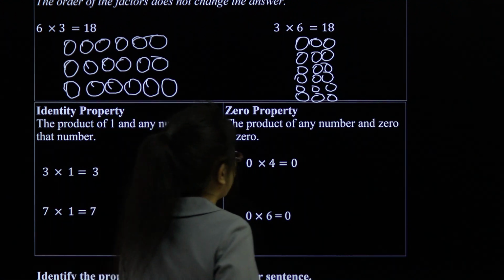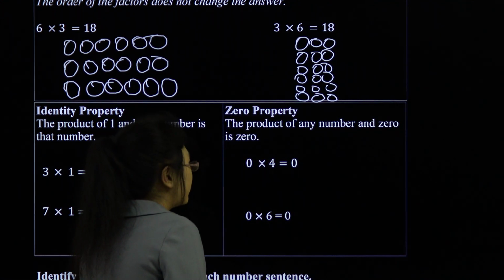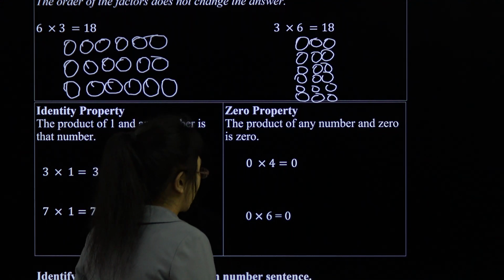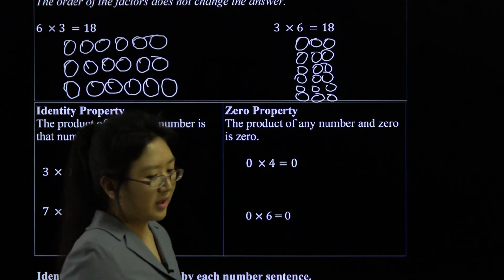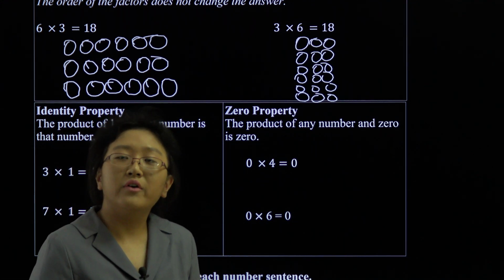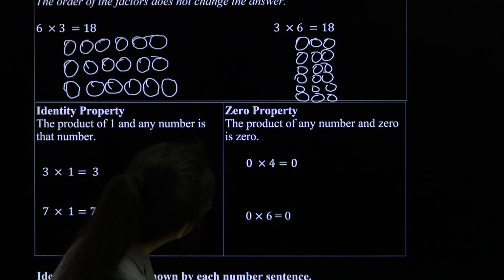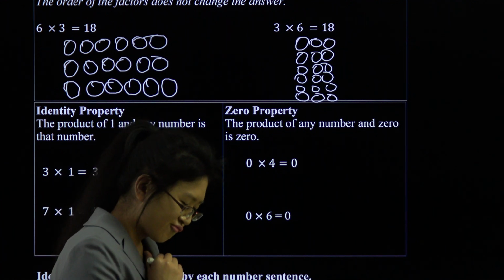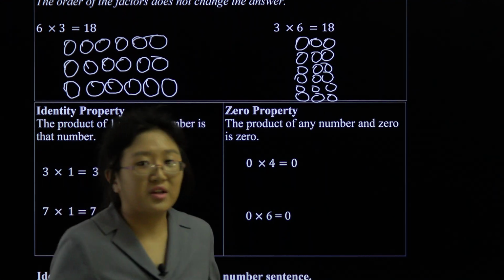The zero property is the product of any number and 0 is 0. 0 times 4 equals 0. 0 times 6 equals 0. 6 times 0 equals 0. It's like saying, I don't have a box of 6 cookies. Then that just means that you have no cookies.